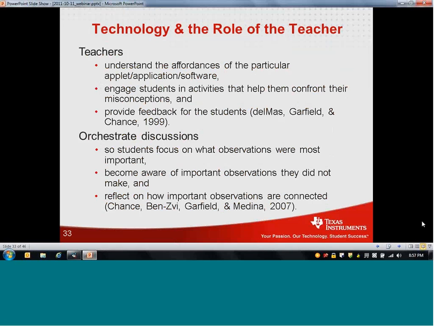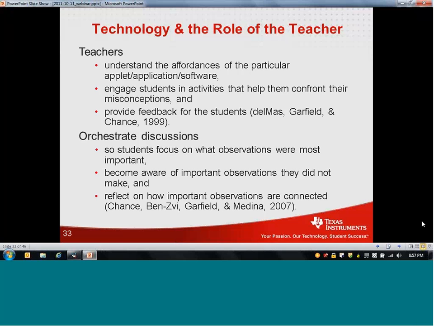So in terms of the technology and the role of the teacher, for the teachers to make effective use of the technology, they'll need to understand the affordances that a particular application or software can provide. But the really key part here is providing activities that will allow students to engage in these math practices as well as have opportunities to confront their misconceptions and get feedback. Orchestrating discussions around these kinds of discourse-worthy tasks is another, I think, really emerging pedagogical practice.